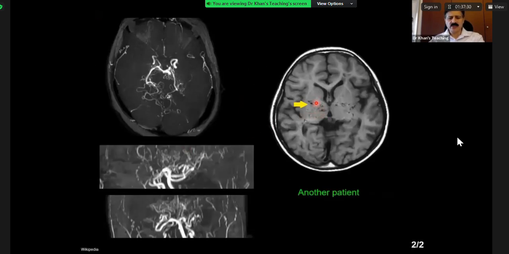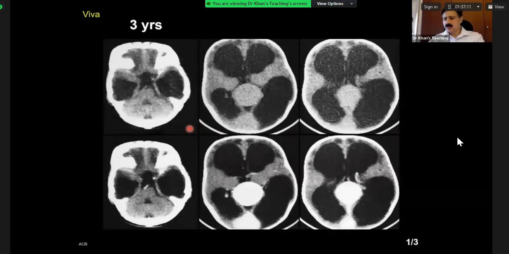Sometimes you can get prominent arteries in the basal ganglia, which makes sense because these are the lenticulostriate arteries, which might become very prominent. And this can happen in Moyamoya. Yes, please.